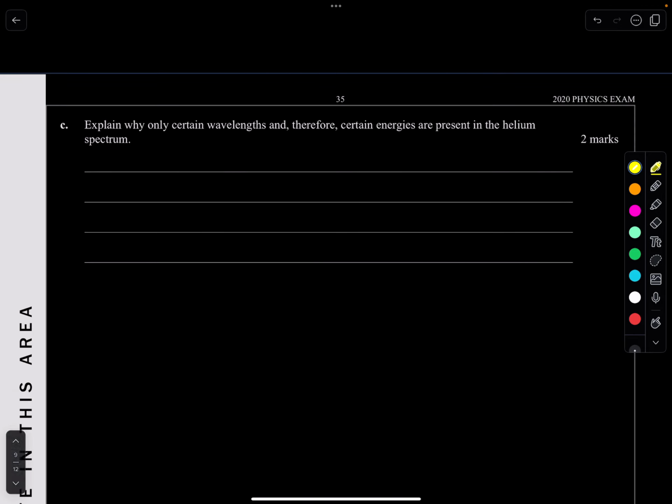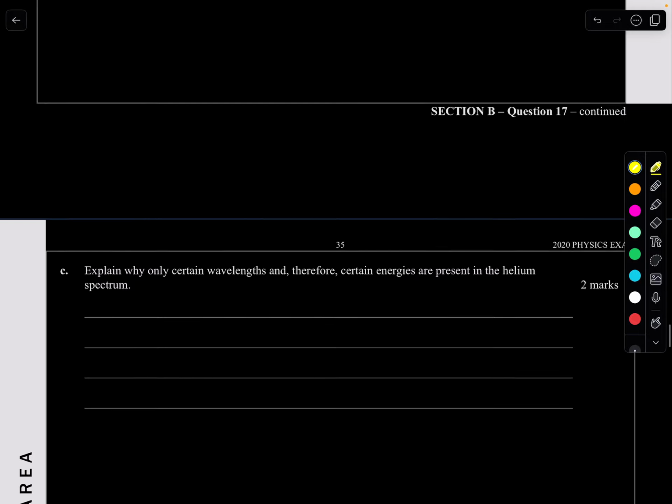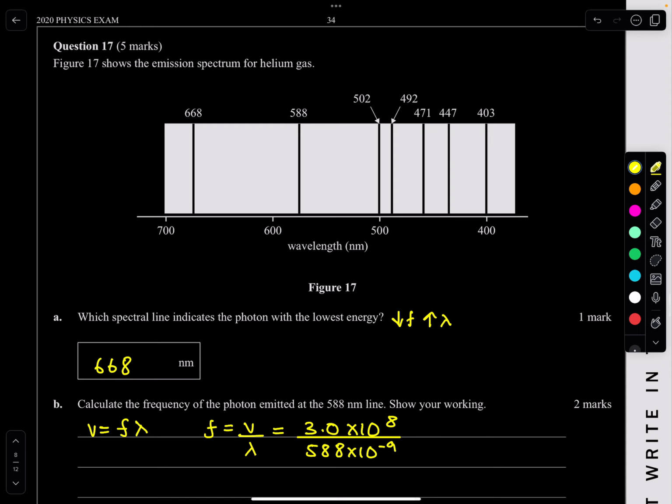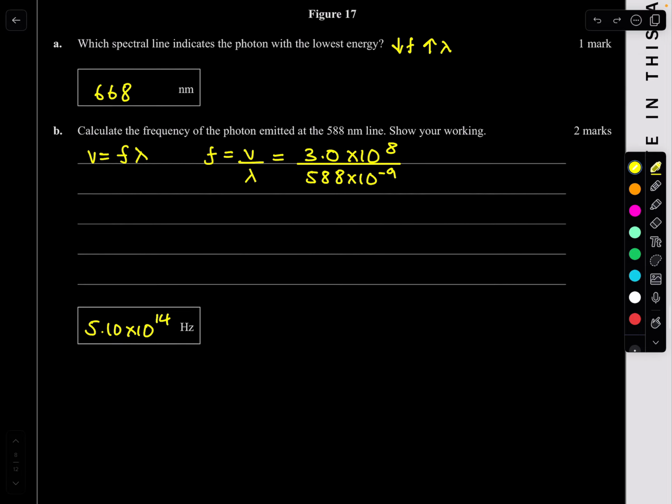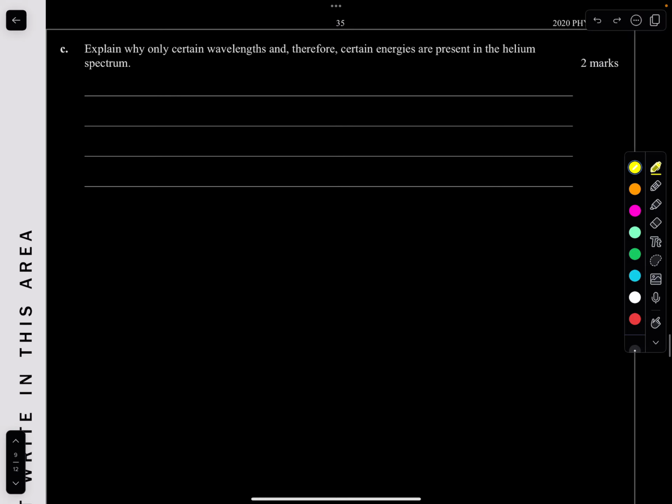Explain why only certain wavelengths and therefore certain energies are present in the helium spectrum. This is very easy. This is like the most common kind of question you'll get in exams. You just need to explain why there are these specific values of wavelengths.